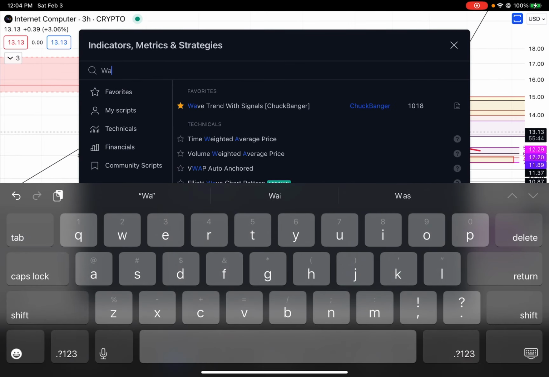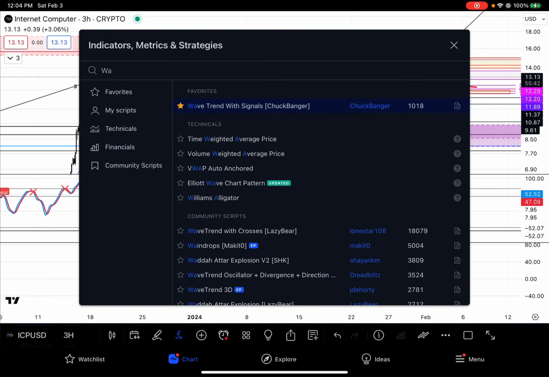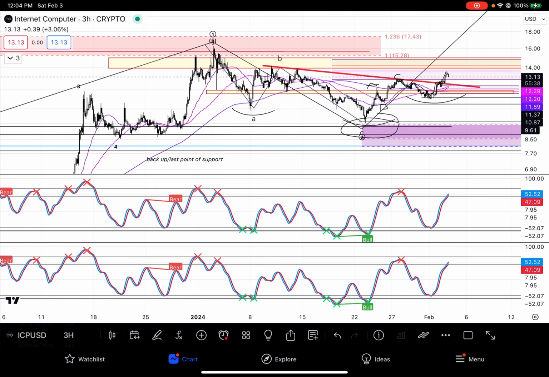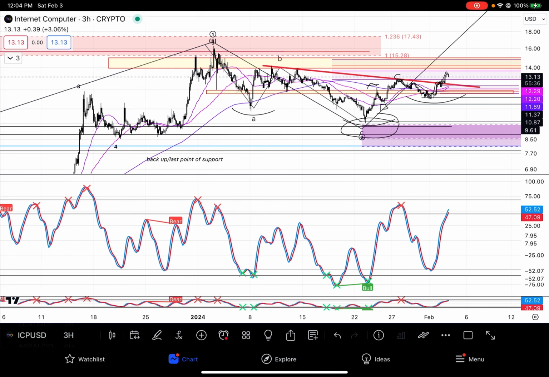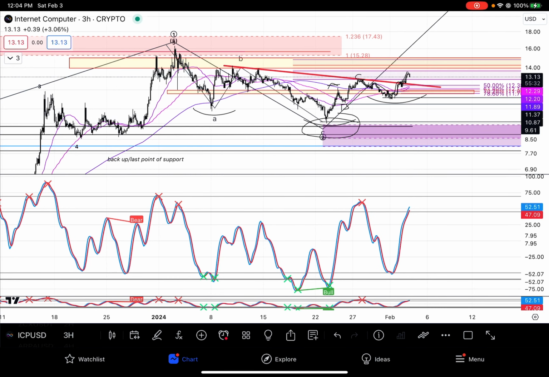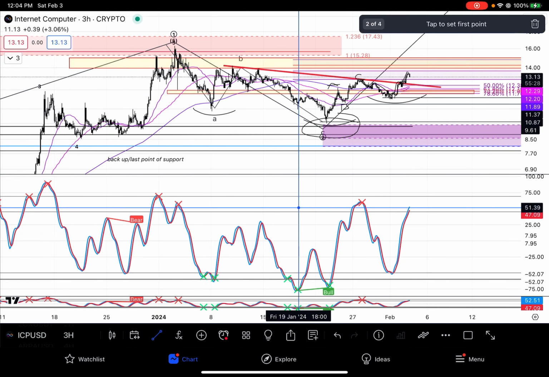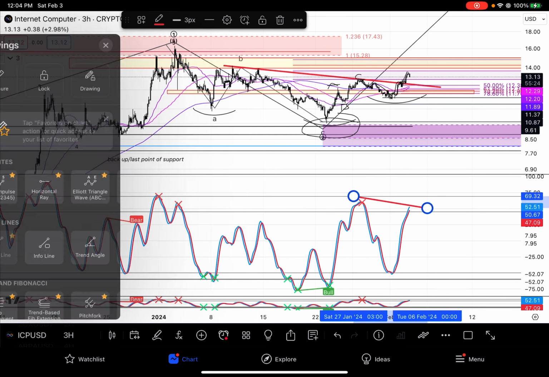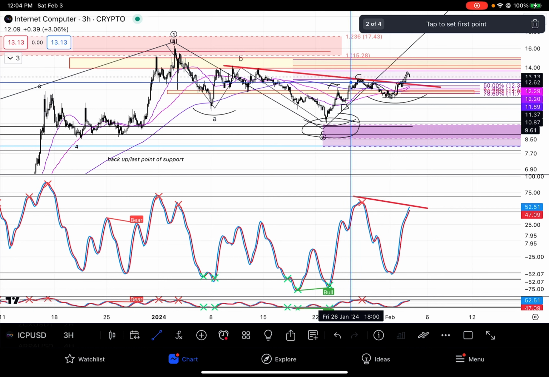Before I go, let's take a look at our momentum indicator over here. We have some bearish divergence here on the 3 hour. I want to see how this closes in 55 minutes.